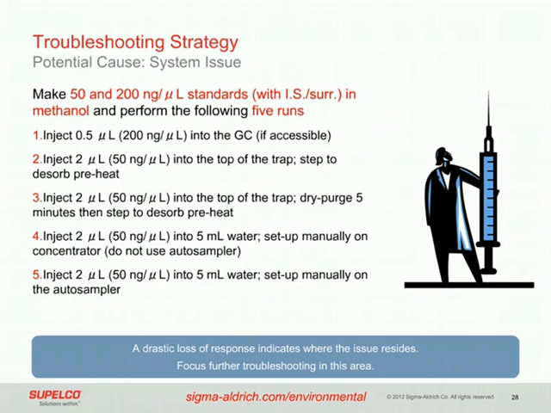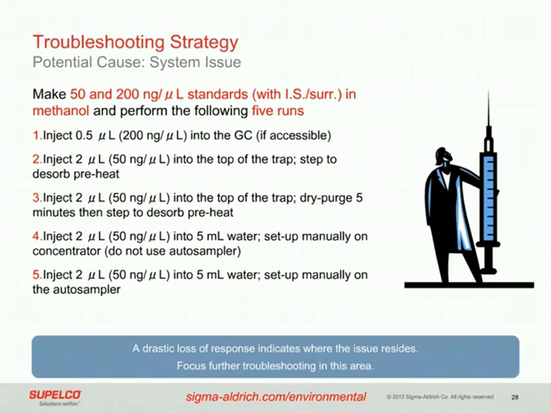But in this slide, if you diagnose it as a system issue, that you did not make any changes, so something's just wrong, it's not the trap, it's not moisture, you don't have an incorrect parameter, something inside the system has broken. A valve went bad, the column's going bad, something else is wrong. This is a way to help narrow down where that is. And it's a systematic procedure for identifying where that is. And so we recommend making 2 standards, one at 50 and one at 200 nanograms per microliter with all your internals and surrogates in methanol, and we're going to perform a series of 5 runs.